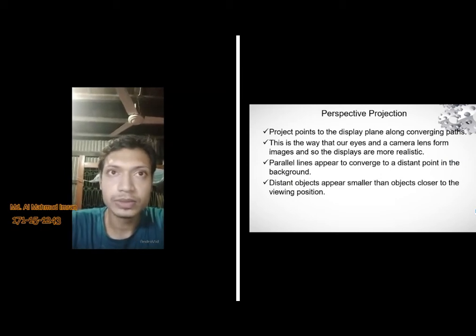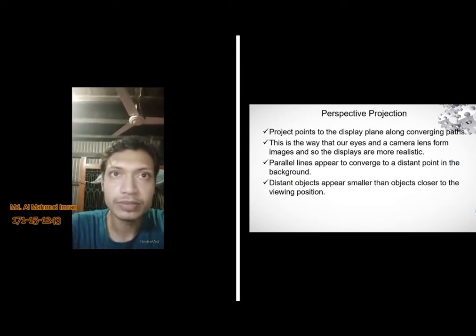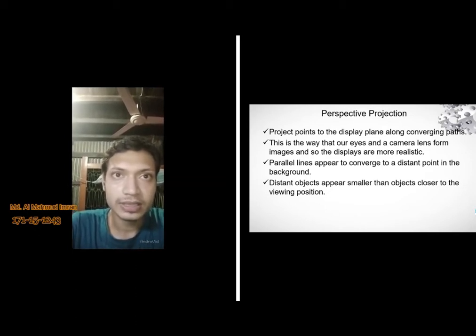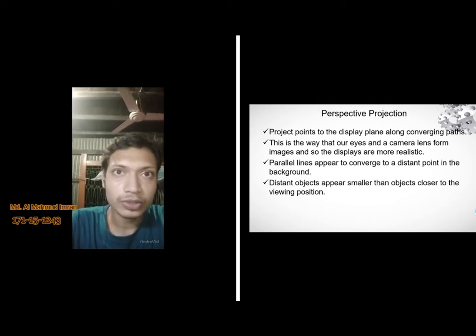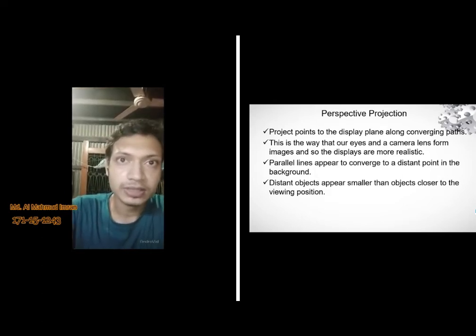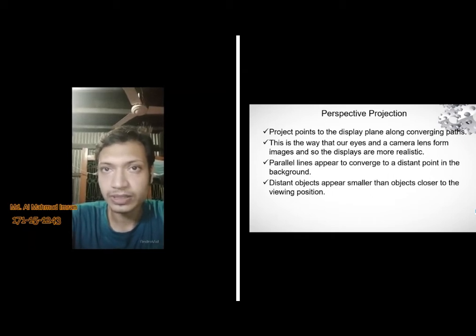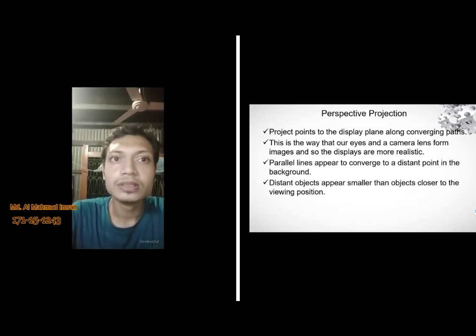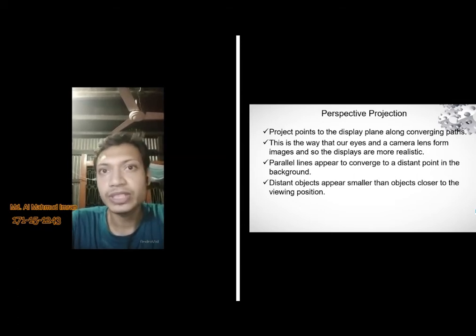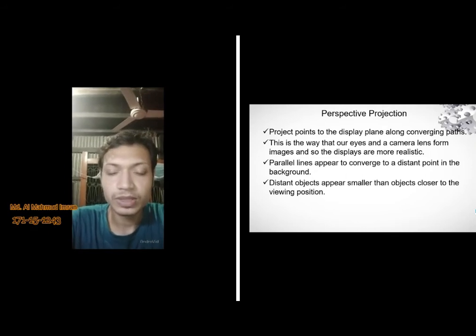Now I am going to talk about perspective projection. Project points to the display plane along converging paths. This is the way that our eyes and camera lens form images, and so the display is more realistic. Parallel lines appear to converge to a distant point in the background. Distant objects appear smaller than objects closer to the viewing point.